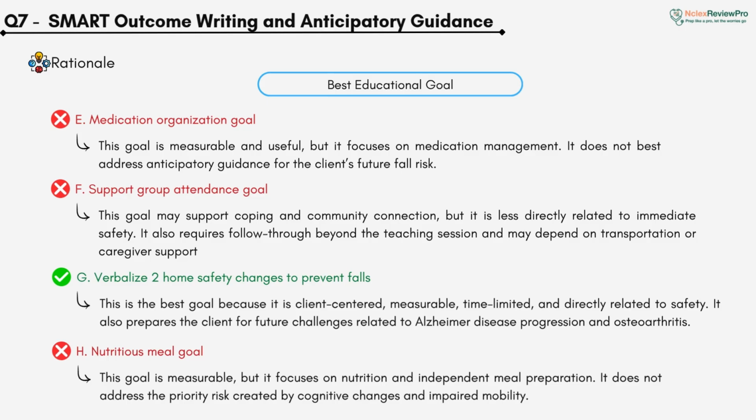Option H, the client will verbalize 3 examples of easy, nutritious meals that can be prepared independently by the end of the clinic visit. This is incorrect. This goal is measurable, but it focuses on nutrition and independent meal preparation. It does not address the priority risk created by cognitive changes and impaired mobility.